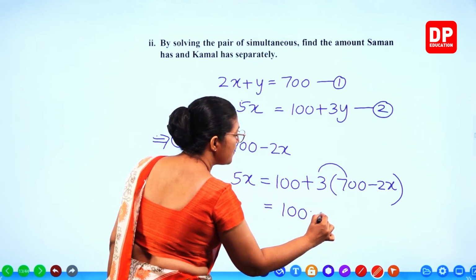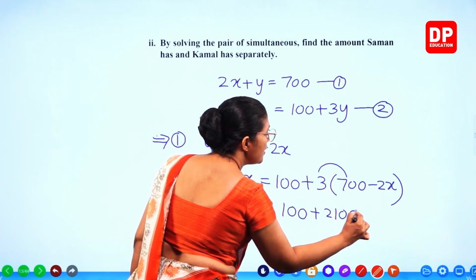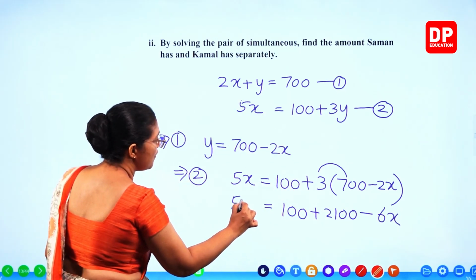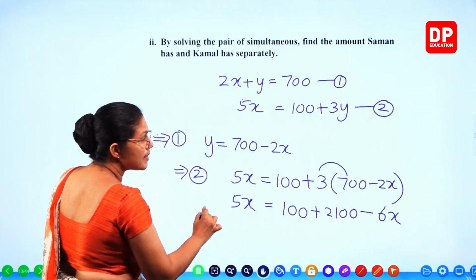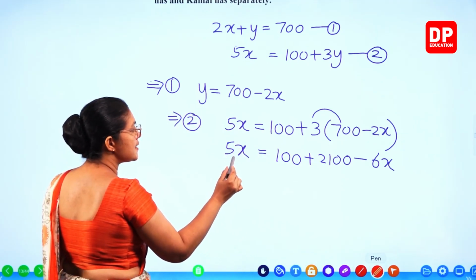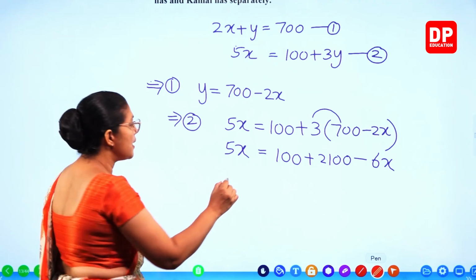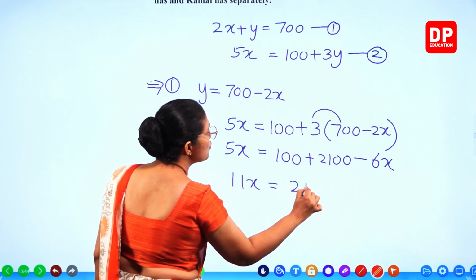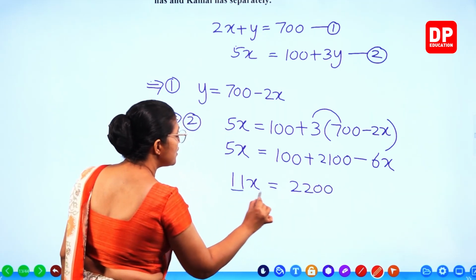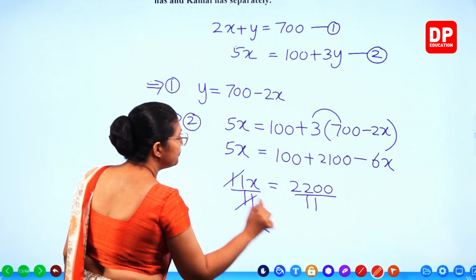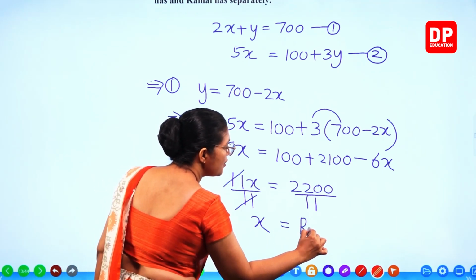3 times 700 is 2100. 3 times minus 2x is minus 6x, equals 5x. Now take all x terms to one side. Minus 6x becomes plus 6x. Plus 5x becomes 11x. This one, 2200. Divide both sides by 11 to get the x value. So x is 200 rupees.